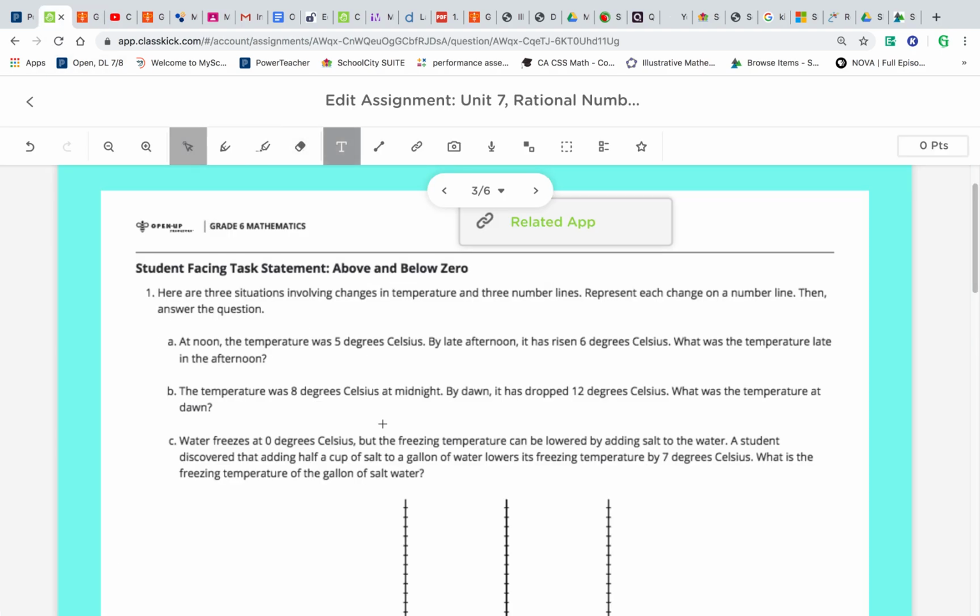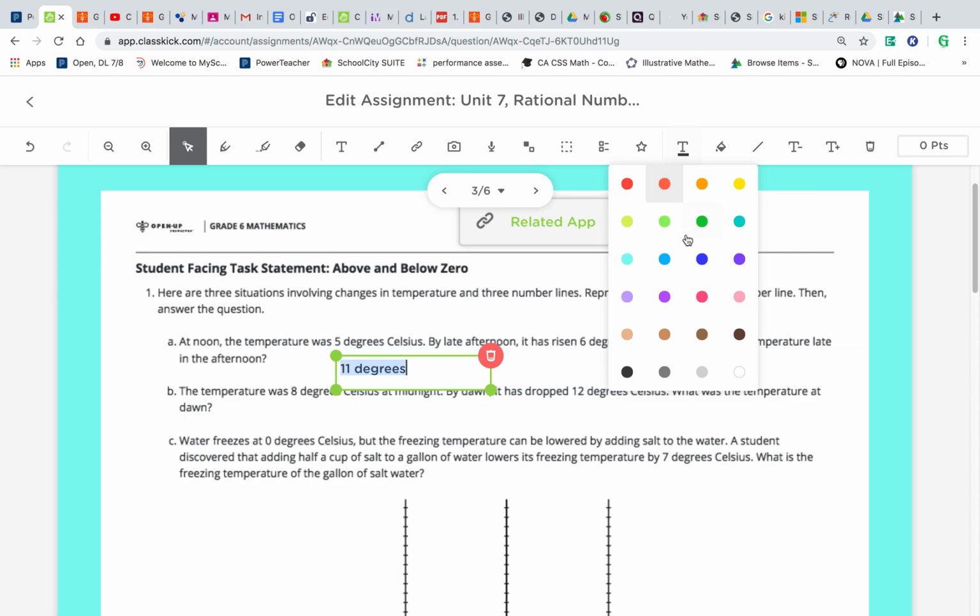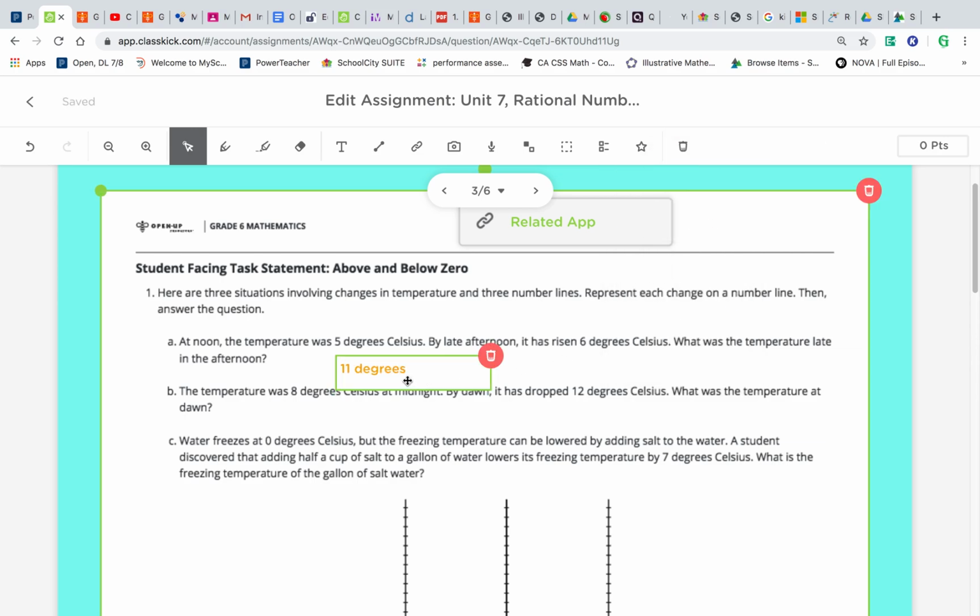All right, so it has to be 11 degrees. Let's make this one smaller, and let's make it orange. So 11 degrees is what we were talking about there, and we can go on to number 2 after I get rid of the background. There we go. For letter B, the temperature was 8 degrees Celsius at midnight, so we're going to start from 8 degrees. But then by dawn, which means it's right before the sun's coming up, it has dropped 12 degrees.